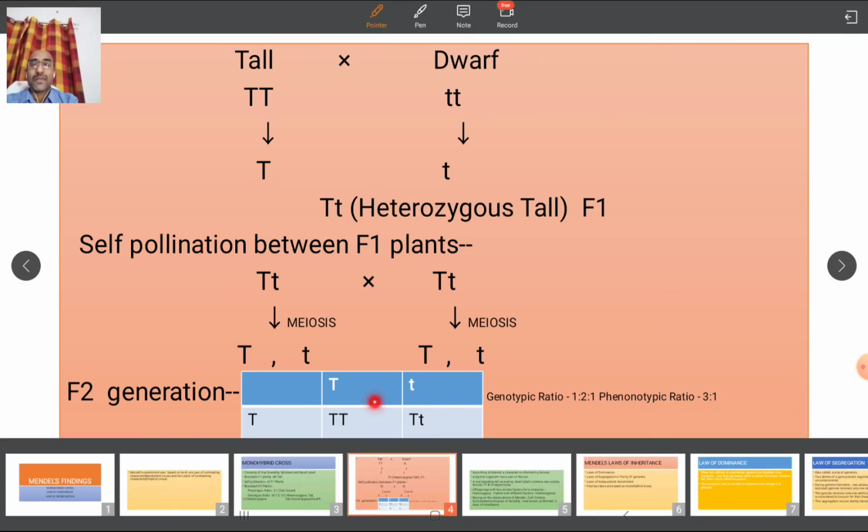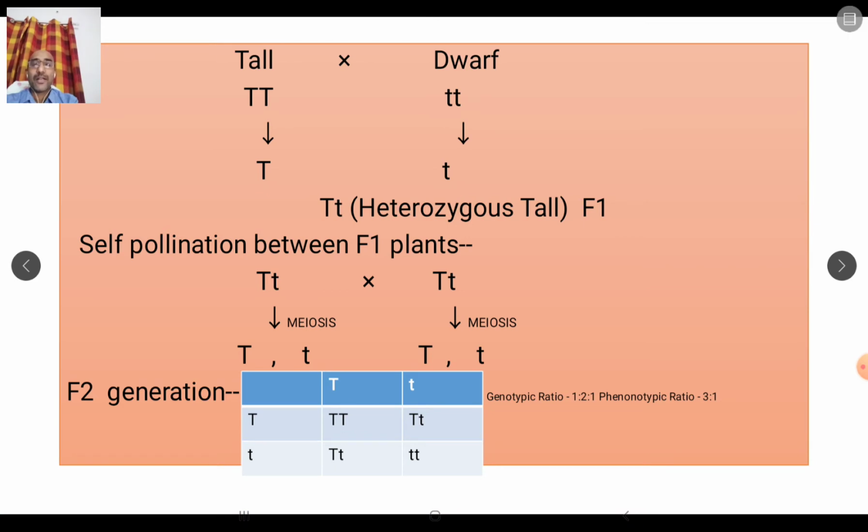This one is capital T, that means tall. Capital T, small t, that means tall, because capital T is the dominant gene. It will be able to express itself. This one is again capital T, small t, so it will again be tall. Now the fourth one is small t in a homozygous condition. So this one is a dwarf. So he got plants in the ratio of 3:1, where 3 were tall and 1 was dwarf.